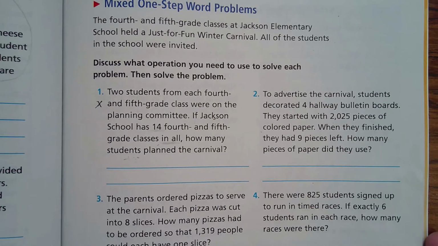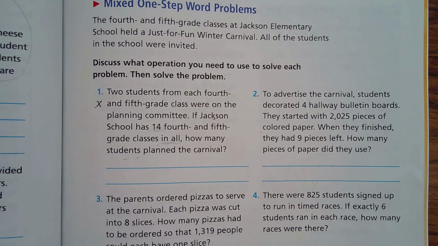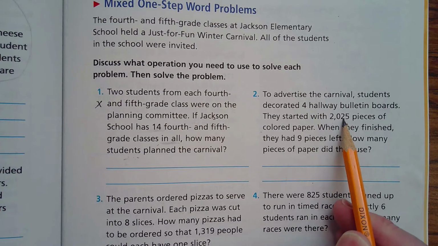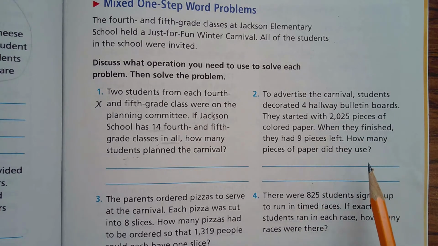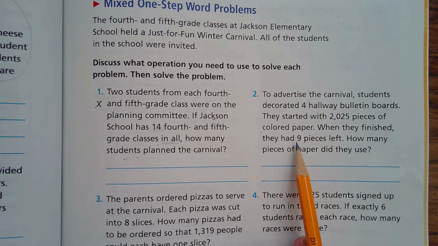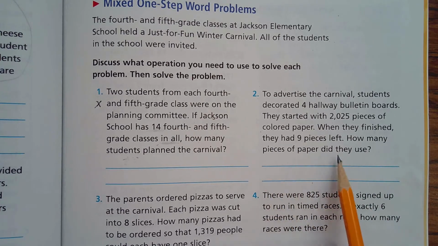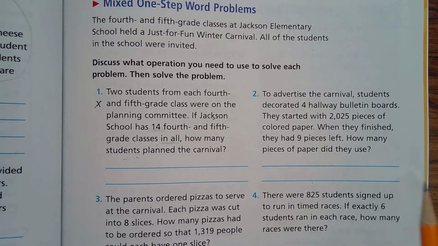To advertise the carnival, students decorated 4 hallway bulletin boards. They started with 2,025 pieces of colored paper. When they finished, they had 9 pieces left. How many pieces of paper did they use? Ooh, here we go.